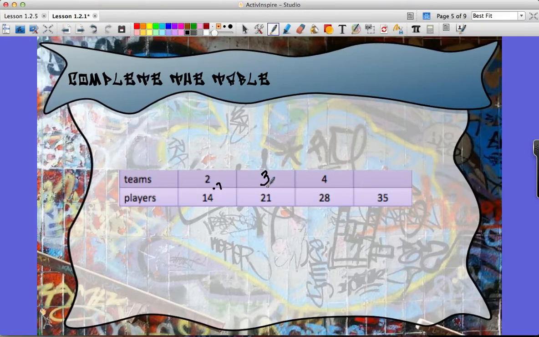So to find the 3, I took 21 and divided it by 7, and I got 3. Because I know that if I do 28 divided by 7, I get 4. So to find the number of teams here, I can do 35 divided by 7, and I get 5. Okay, again, this is not like finding equivalent fractions or ratios because they're not equivalent. You're using a pattern to find the next ratio. We'll talk about equivalent ratios in a different lesson.